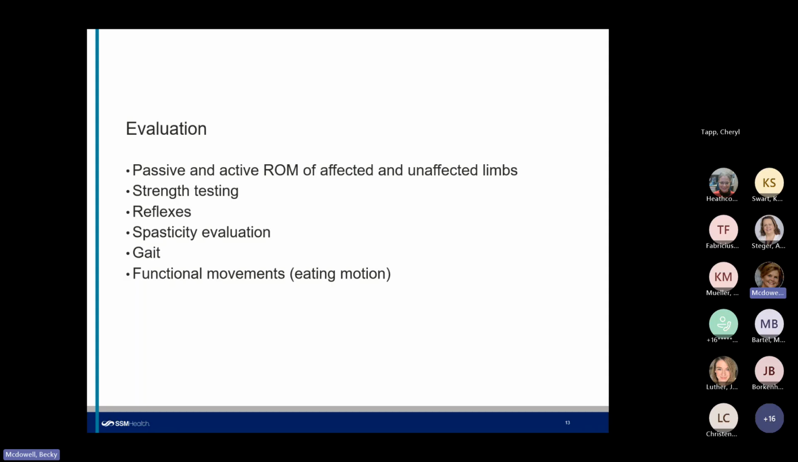I also want to look and see if they have any functional movements that might be useful. So if somebody has upper extremity spasticity, I want to know if they can bring their arm towards their mouth and feed themselves, because that's a really important independent function that a lot of patients would like to gain back if they don't have it.